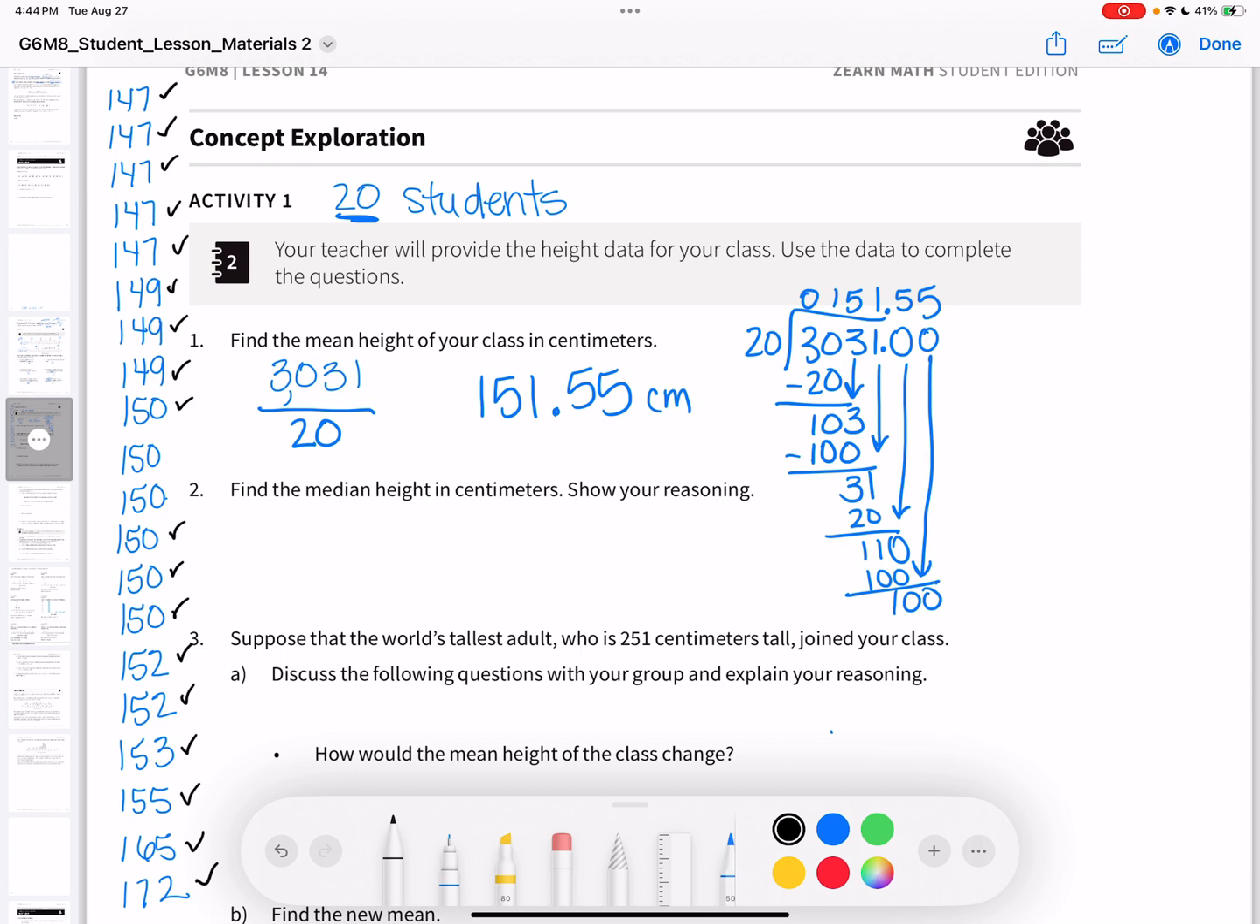So we had 20 students. So these two numbers are our middle. Now, they're the same, so we don't have to average them together. So our median height is 150 centimeters.